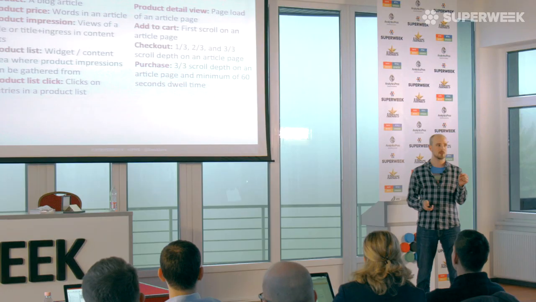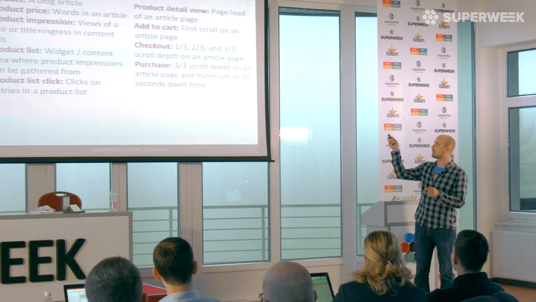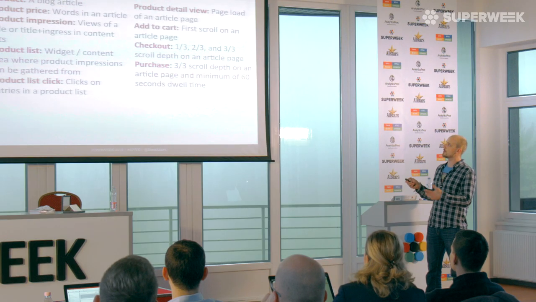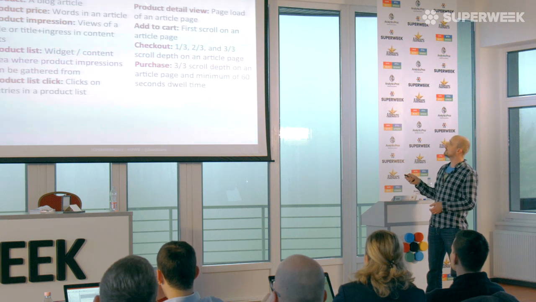The first thing you have to do is come up with a terminology. So the things in red are the terminology that GA forces you to accept. I would love to be able to change those in the interface. And the gray ones are the ones that I've actually used on my blog. So we can see that a product is an article, product price is words in an article, impression and view are the list and the subtitle. Then the product detail view is when you load an article page. So when you click an ingress or a title and you load the actual article, that's a detail view.